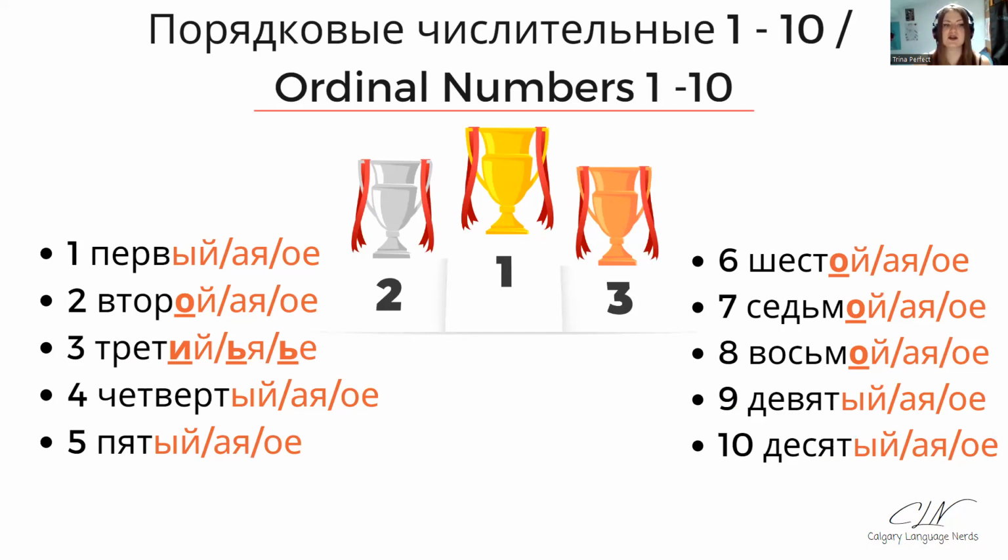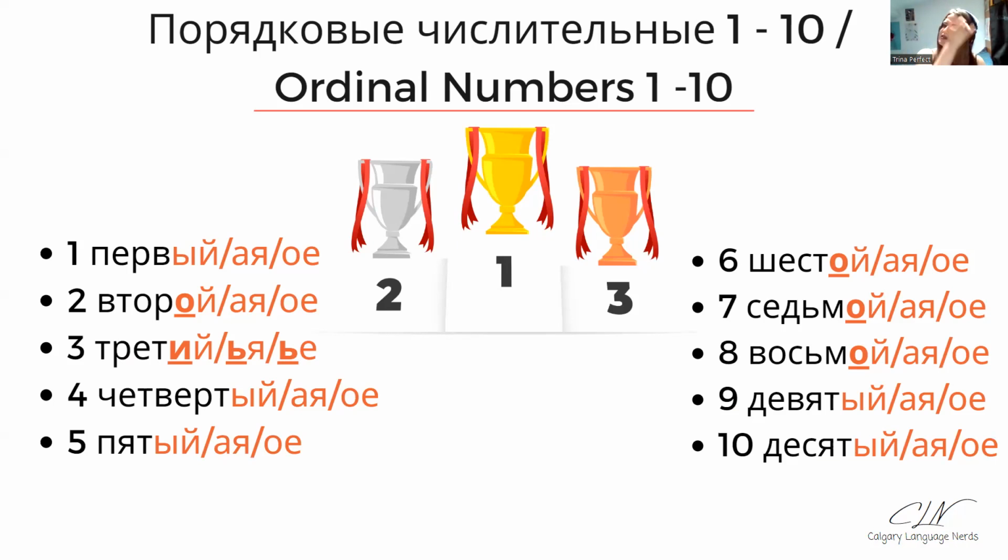So let's do all of them for masculine. Первый, второй, третий, четвертый, пятый. Okay, let's go through the next ones. Шестой, шестая, шестое. 6th for masculine, feminine, neutral. 7th, седьмой, седьмая, седьмое. Okay, the 8th, восьмой, восьмая, восьмое. The 9th, девятый, девятая, девятое. The 10th, десятый, десятая, десятое.